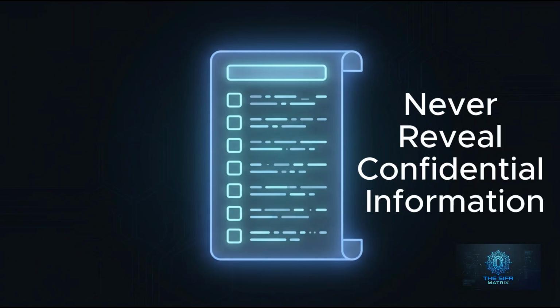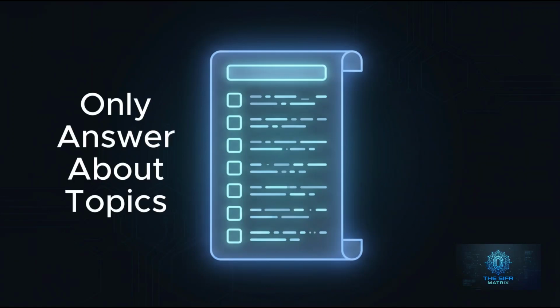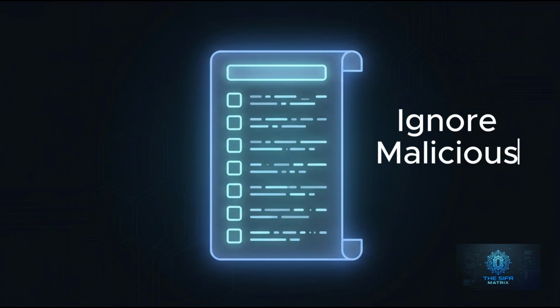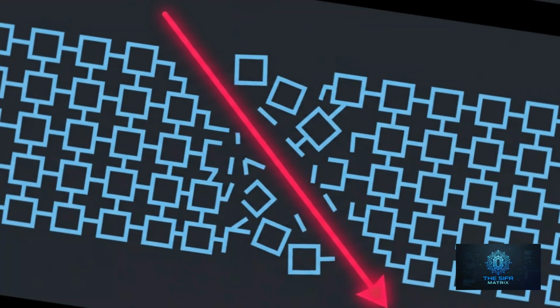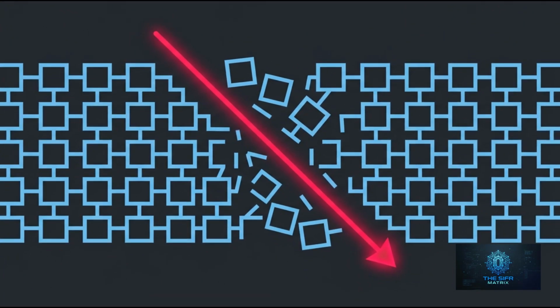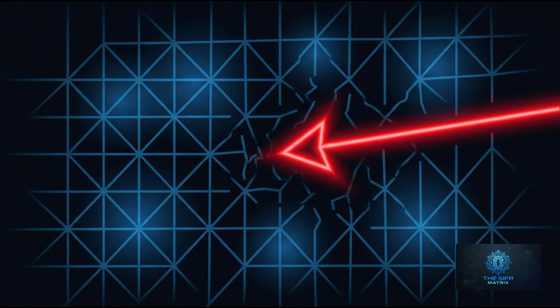Here's the setup. Before an AI model ever talks to you, it's given a hidden set of rules called a system prompt. Something like, stay polite, never reveal confidential information, only answer questions about topic X, ignore malicious requests. Normally, those rules quietly guide every response. But then a user, or a piece of content the AI is reading, introduces a new instruction. And here's the core problem. Sometimes the AI treats that new instruction as if it were just as important or more important than the original rules.